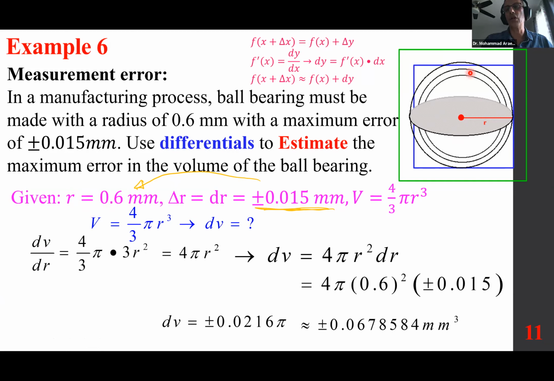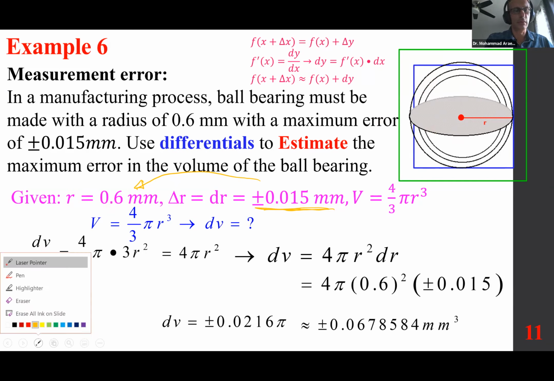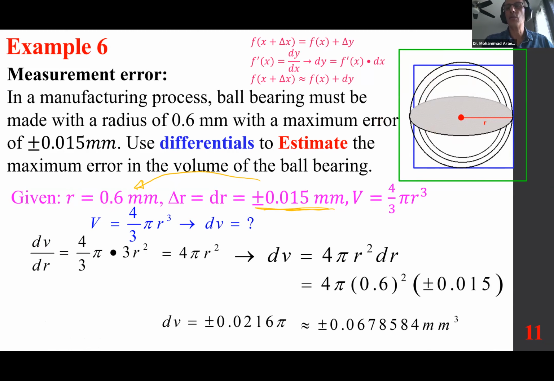We have the original one. This one is the original one. Now this is when it gets smaller, and this one when it gets larger. And they do create different answers. But nevertheless, this is the maximum amount of error using the differentials.